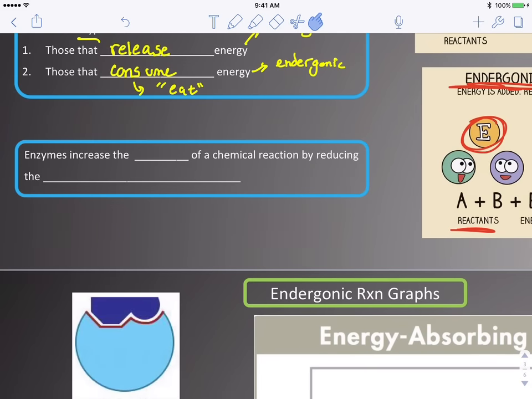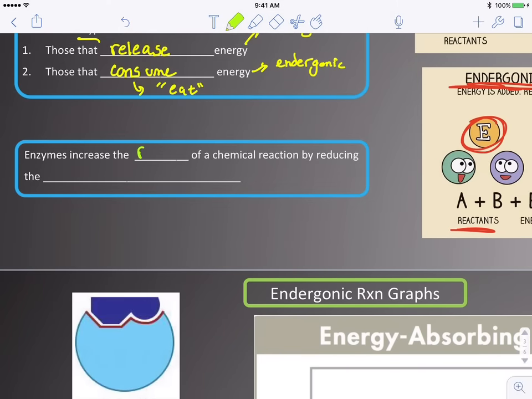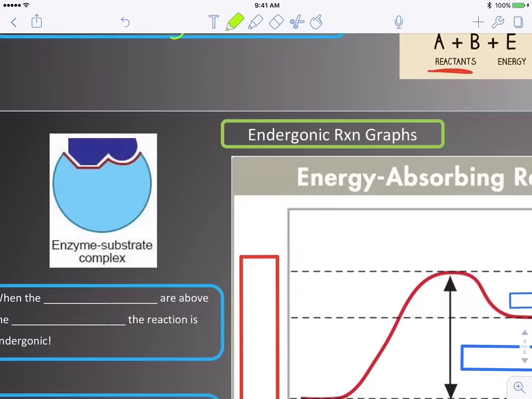So one last reminder is to say that enzymes increase the rate of the chemical reaction, something else we talked about, and they do this by reducing the activation energy. And this should make sense, right? If there's less energy needed for a reaction to begin, it's going to happen faster, okay? I think that's pretty common sense.